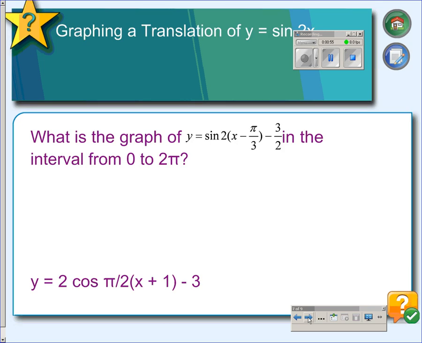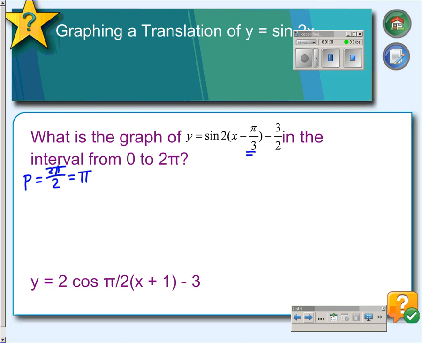So here we have some examples. We're starting with the function y equals sine 2, parentheses x minus pi thirds, minus 3 pi halves. First we're going to calculate the period of the function, which we know is 2 pi over b, and in this case b is 2. So the period of the function is pi. That means we will complete one entire cycle in the interval from 0 to pi. But then we have translations, so that changes things.